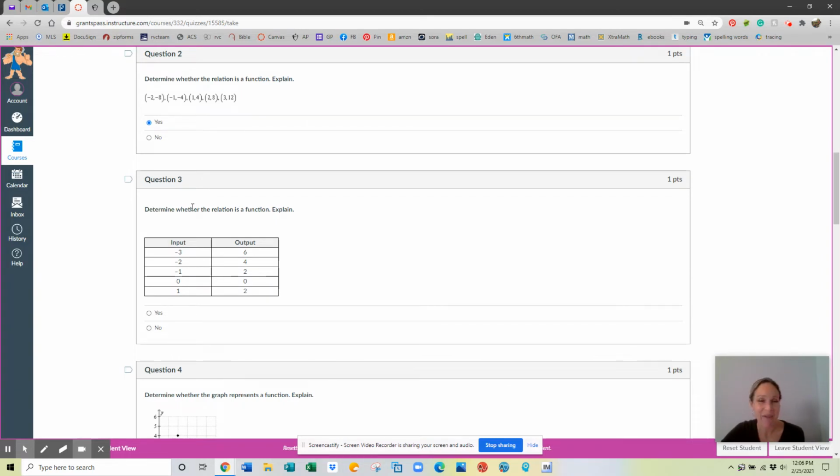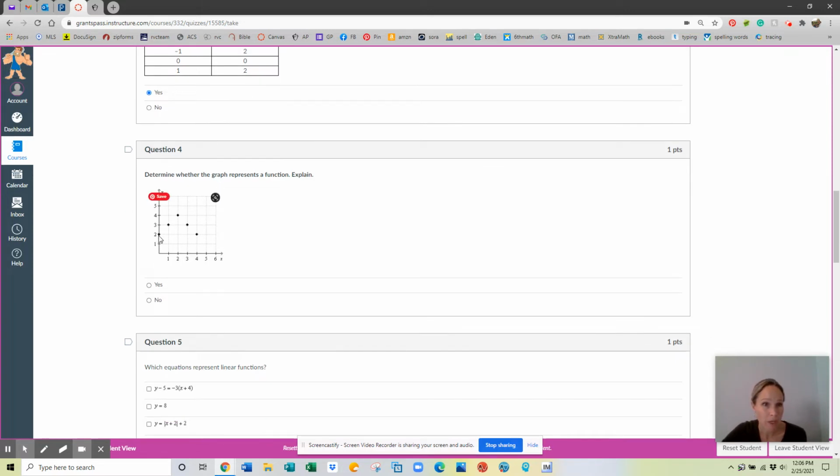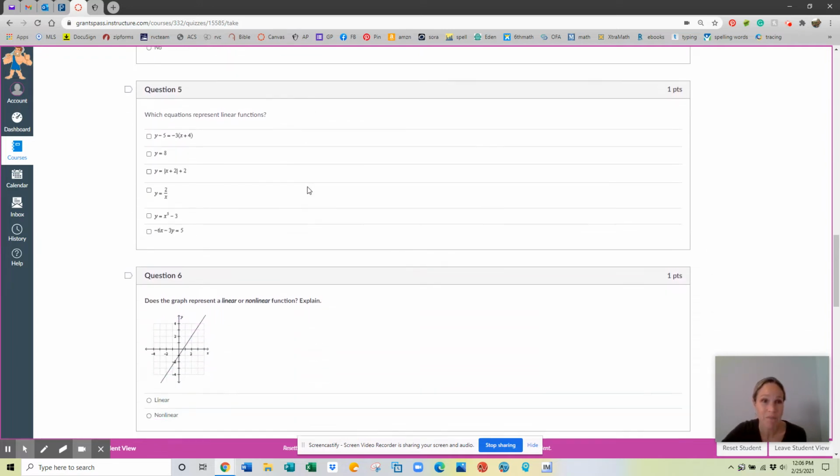Question 3 says, determine whether the relation is a function. Look at the inputs, they're all different. So yes, it's a function. It does not matter that this 2 is repeated because that's an output. The only thing that matters is that we're checking for the inputs. Question number 4, each input has only one output. It does pass the vertical line test. So yes, that would be a function.